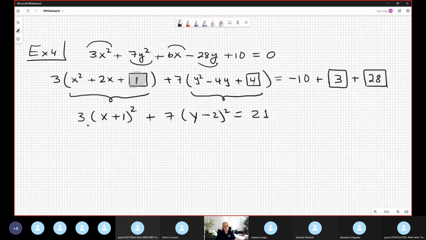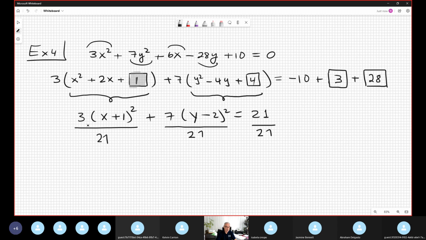You see that? We finish, no? Because I need a standard form: the right-hand side must be 1. So you divide by 21. Divided by 21. Divided by 21.